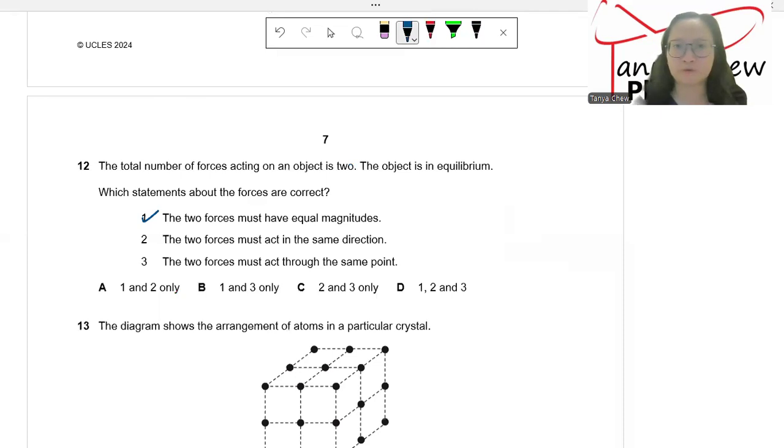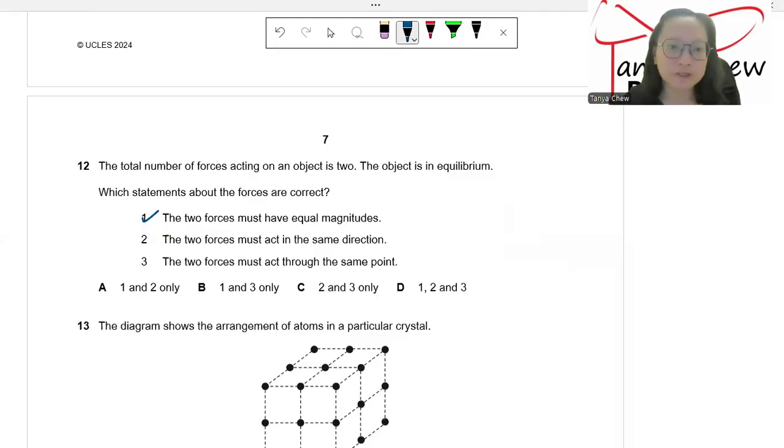Now, second one, number 2, the two forces must act in the same direction. No, it doesn't mean that two forces must act in the same direction in order to achieve equilibrium because the second condition for the equilibrium is that the total moment must be equal to 0. That means anti-clockwise moment must be equal to clockwise moment. This is not always correct.